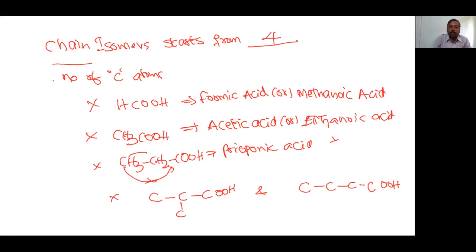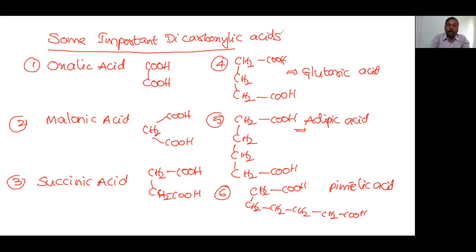Okay. These are some important dicarboxylic acids. What is the first one? You should never forget the first one: oxalic acid. Many times it comes in the examination, not directly, either its use or somewhere its preparation, indirectly they are asking. So never forget this one. Oxalic acid is simply 2COOH.